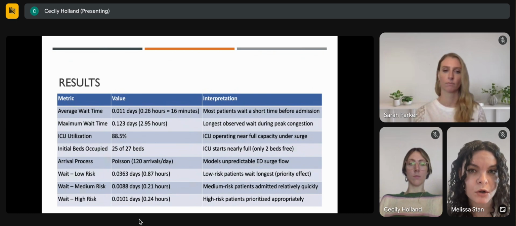We found that the actual wait for low risk is 0.87 hours, so a little less than an hour, which makes sense because they're really low risk. Those patients are not in critical need of a bed. But medium and high risk are going to be stuck at 0.21 to 0.24 hours, so a little less than half an hour.